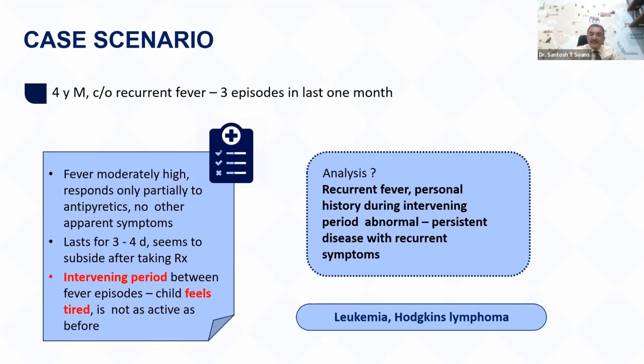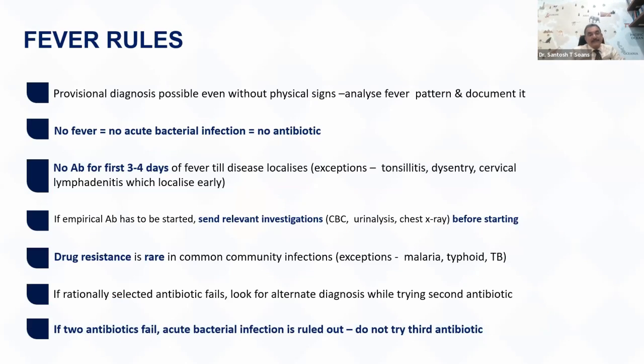He was playing outside every day. Now he doesn't want to go. So in this case, you should think of something more than that. Why does he get 3 episodes in 1 month? It could be leukemia, Hodgkin's lymphoma, or something like that.